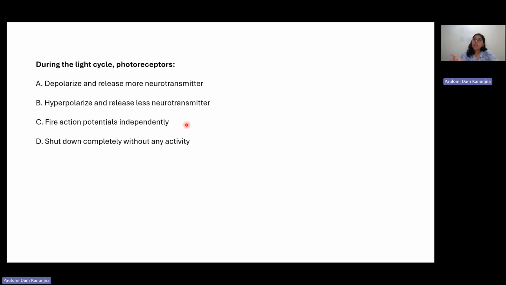Okay, so we did bright conditions. Let's do the light cycle. What is the light cycle? I will not give you the answer, I want you to read and try to answer. So during the light cycle, photoreceptors depolarize and release more neurotransmitter, hyperpolarize and release less neurotransmitter, fire action potentials independently, or shut down completely without any activity. Read each of these and then try to identify which step is called the light cycle and then remember what happens there.